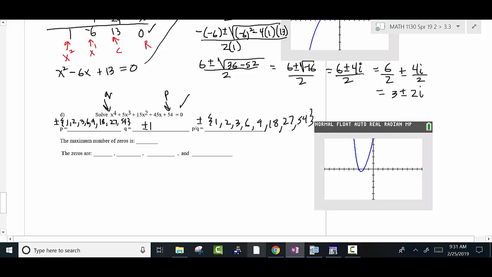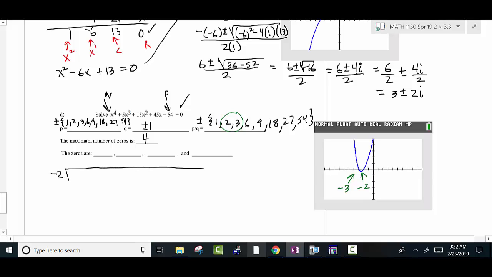It looks like from my graphing calculator, the zeros are -3 and -2. So notice that they're in that list. They don't have to be, but they are in this case. Okay, this is going to have 4 zeros because it's a 4th degree polynomial. Okay? All right, so take your pick as to which one you want to divide by. I'm going to start with -2.